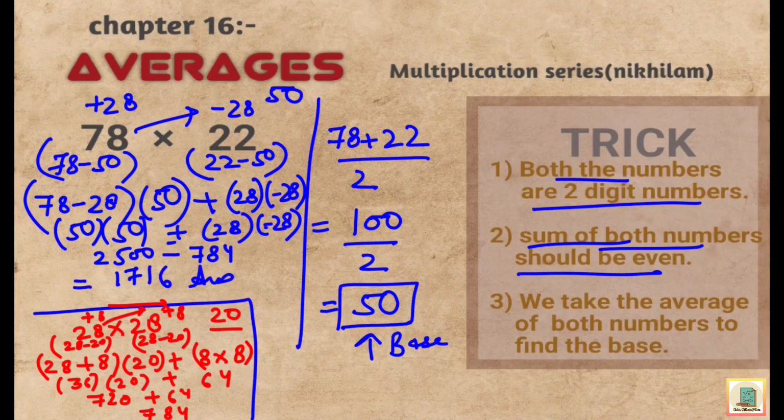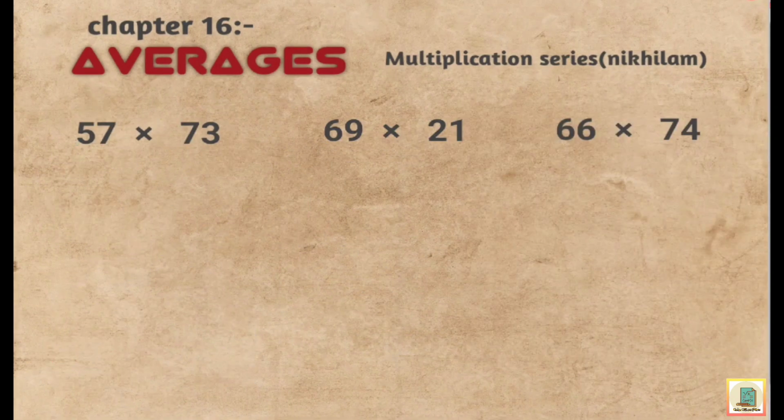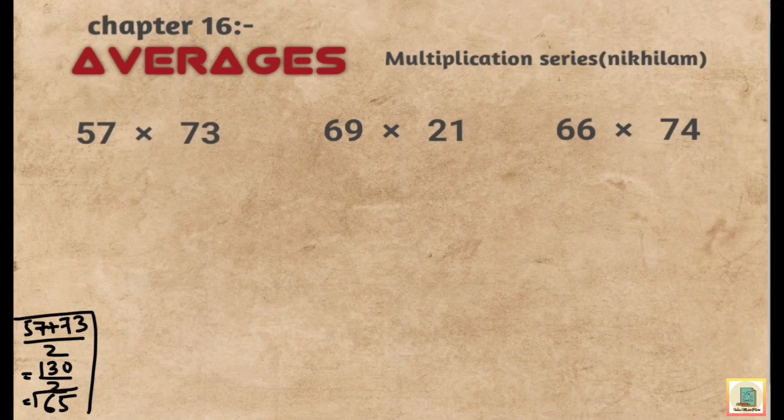Now let's understand it better by taking more examples. So the question is 57 multiplied by 73. First of all, we'll find the average of both the numbers. So 57 plus 73 divided by 2. 57 plus 73 gives you 130, divided by 2. So we get 65 as the average, which we'll consider as the base.